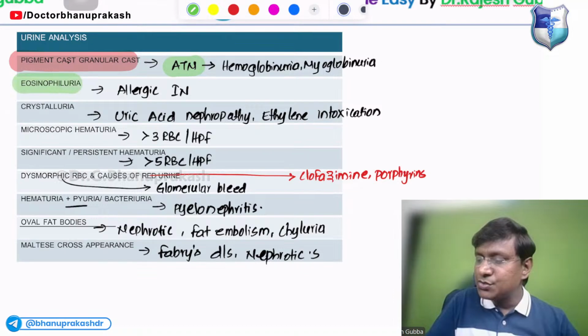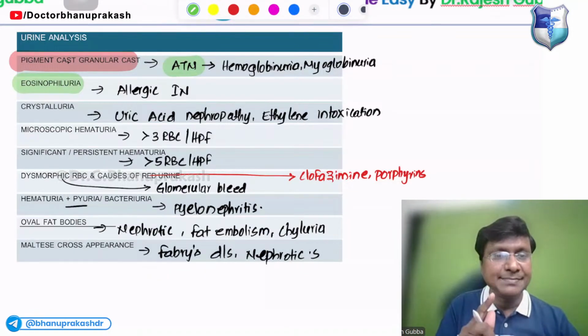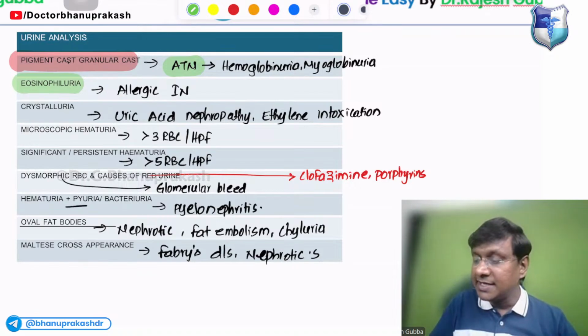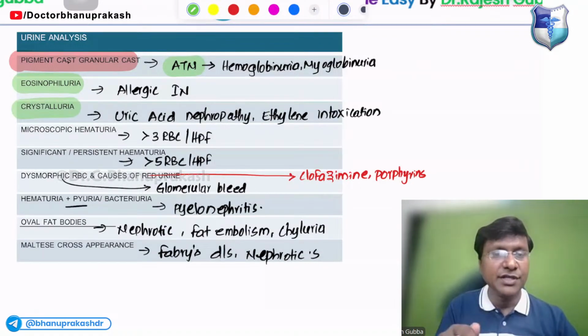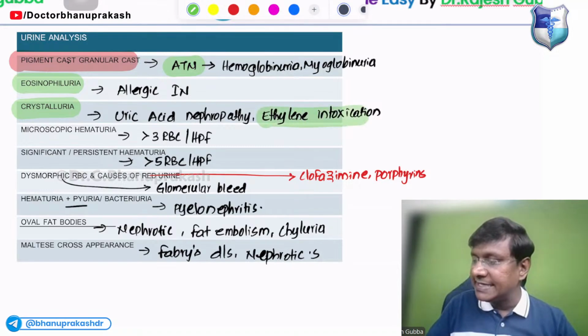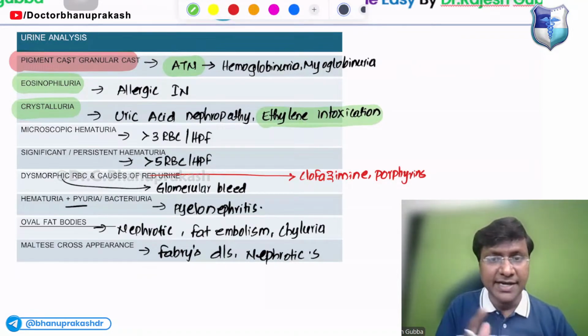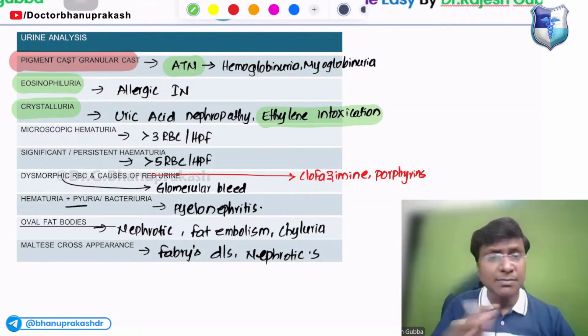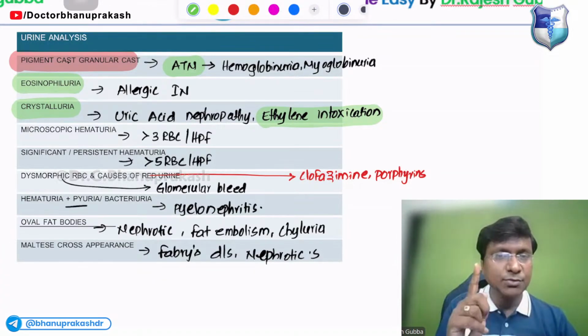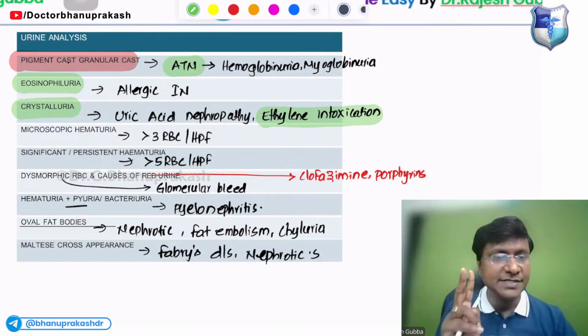Then the conditions where you will have eosinophiluria are allergic interstitial nephritis and atheroembolic disease. Crystalluria within the urine sample is observed in uric acid nephropathy, which is gouty nephropathy, and also in ethylene glycol intoxication. That was about the casts. So we have discussed proteinuria and the presence of casts.